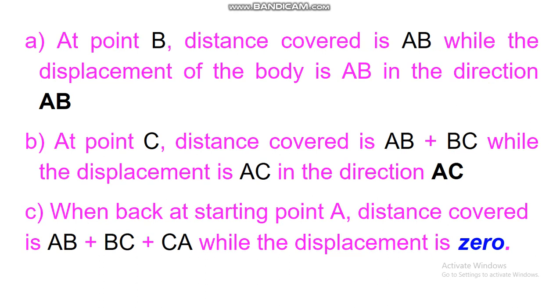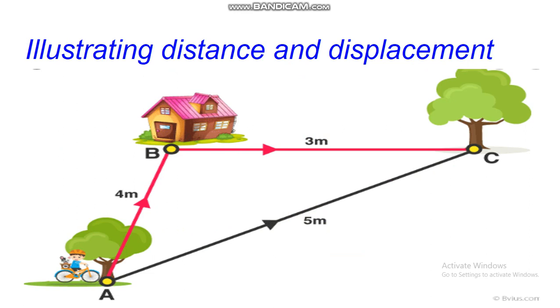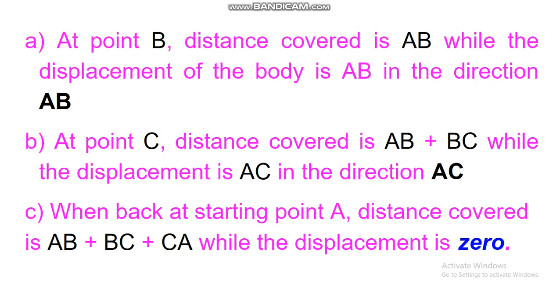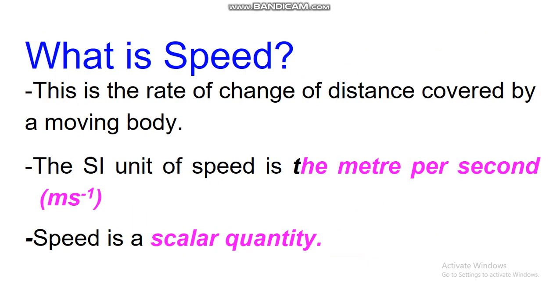When you move back, say from C to A, at the starting point A, distance covered is AB plus BC, then you move back, CA. Distance will now be 4 plus 3, then back plus 5. But displacement will be 0. You started from point A to move to point C, but when you move back to point A, our displacement will be 0. You have to take that into consideration.